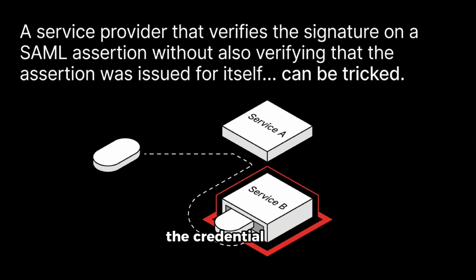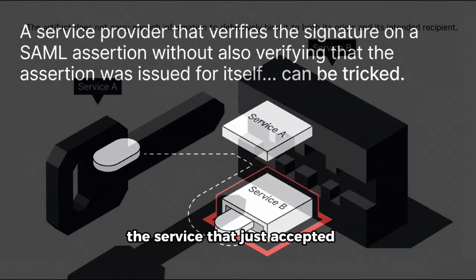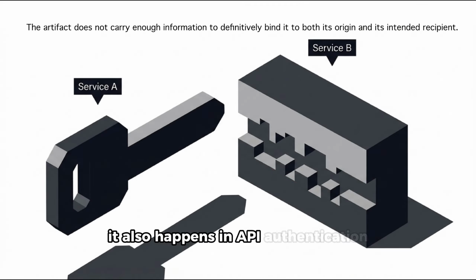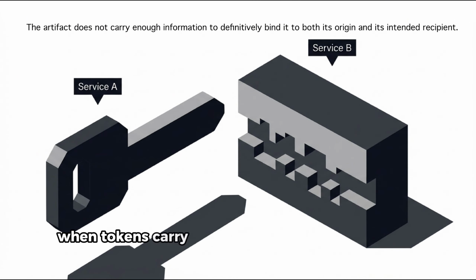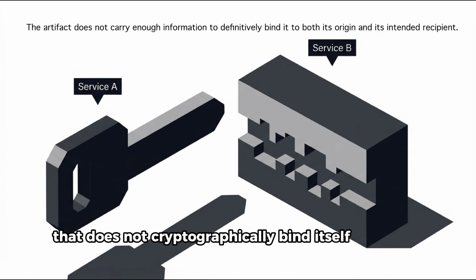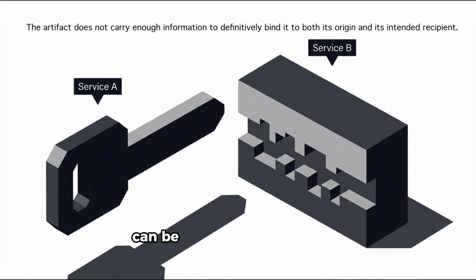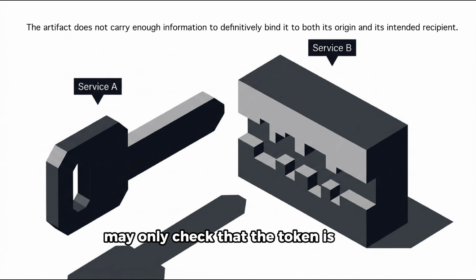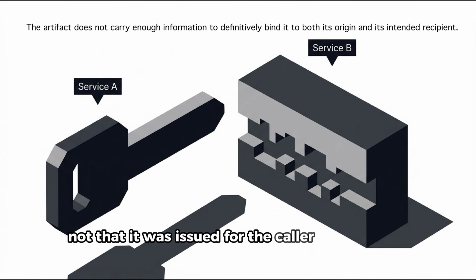The credential is real. The issuer is real. The signature is valid. But the intended recipient is not the service that just accepted it. It also happens in API authentication, when tokens carry insufficient binding to the caller. A token issued for service A that does not cryptographically bind itself to service A's specific key can be presented by service B if service B obtains it, and the receiving API may only check that the token is valid, not that it was issued for the caller presenting it.